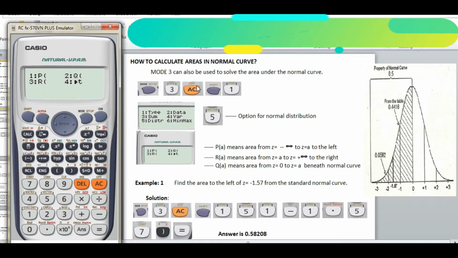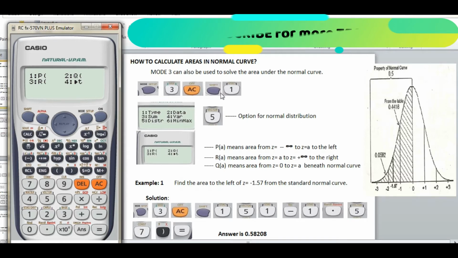Okay, so mode 3 can also be used to solve the area under the normal curve. This is the property of the normal curve, guys. So we have a graph. It is normally distributed from 0 to negative infinity, and from 0 to positive infinity.